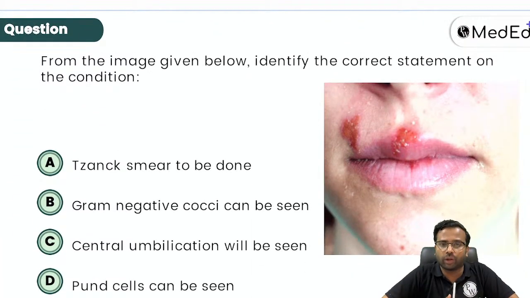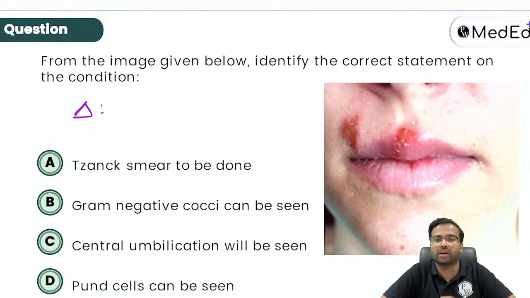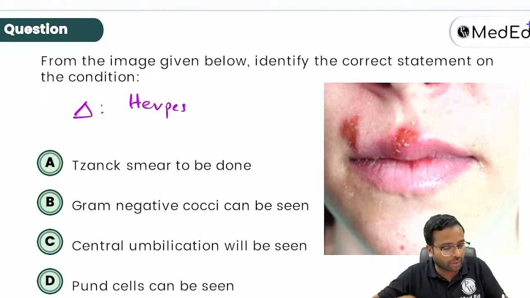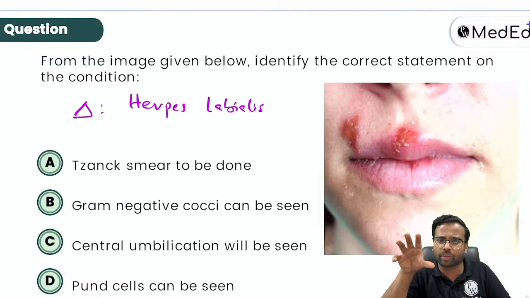From the image given below, identify the correct statement on the condition. I hope all of you are with me. So let's do this answer now. Identify the correct statement. If you have to identify the right statement, what should be our diagnosis here? Let's keep one or two differential diagnoses. What are the differential diagnoses that come to your mind when you see this? Dr. Debaki says herpes labialis. Okay, fine. Herpes labialis can be one of the differential diagnoses. Anybody else? Any other differential diagnosis that comes to your mind when you see this?